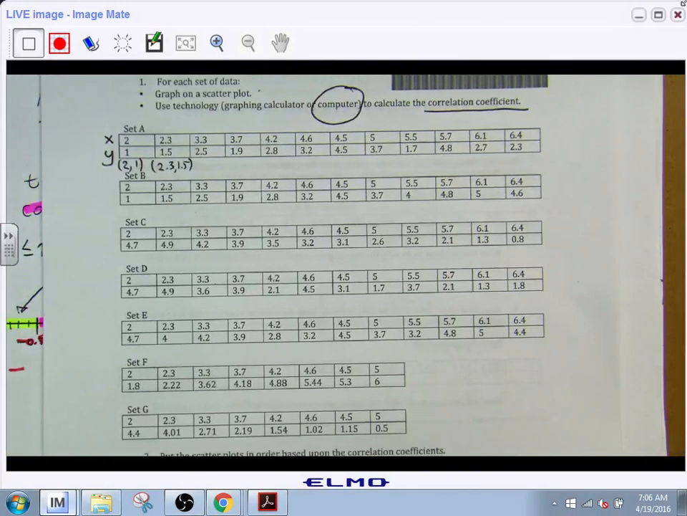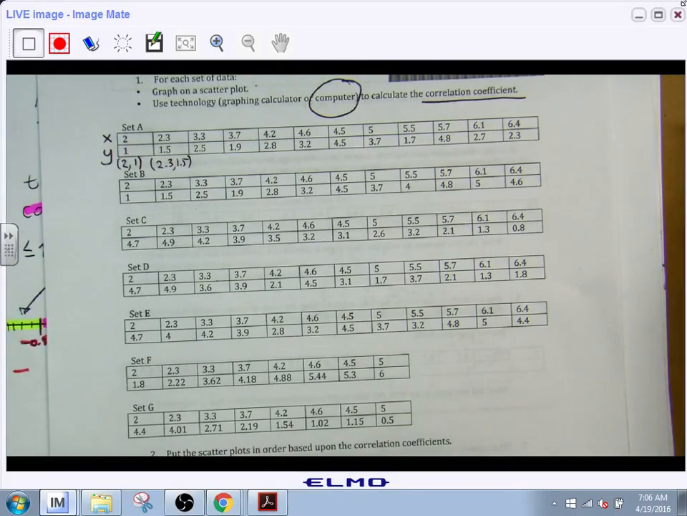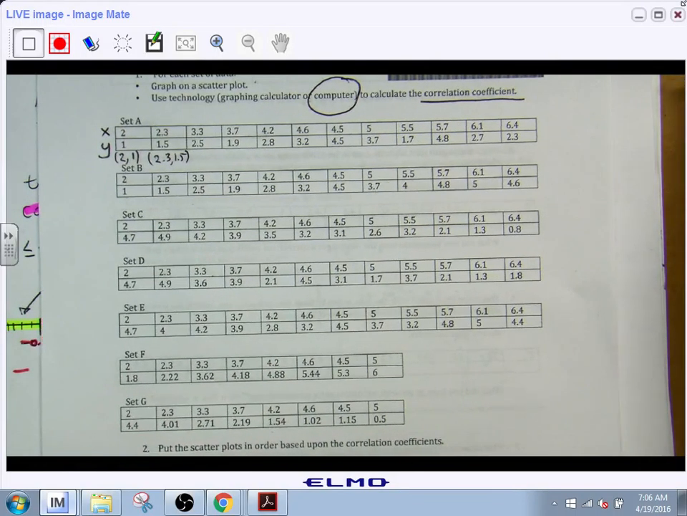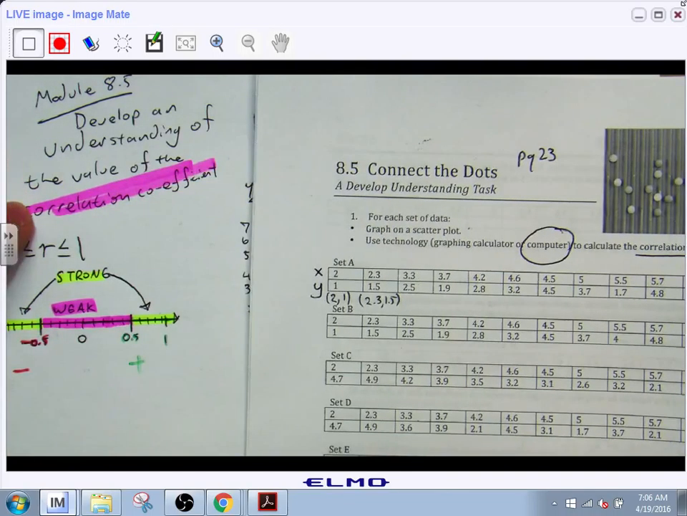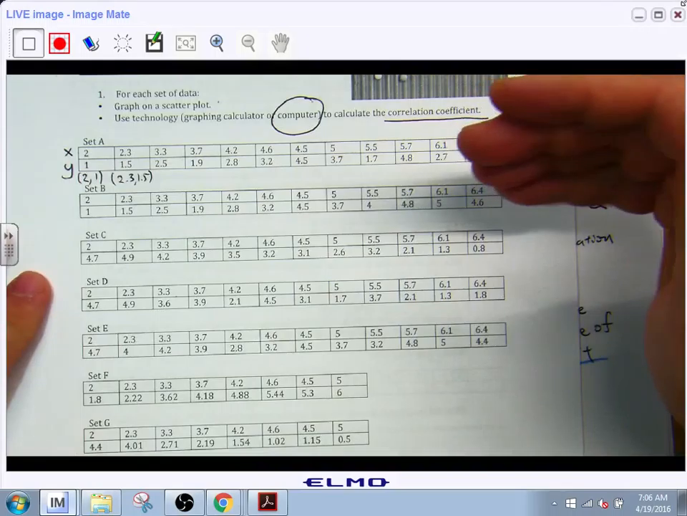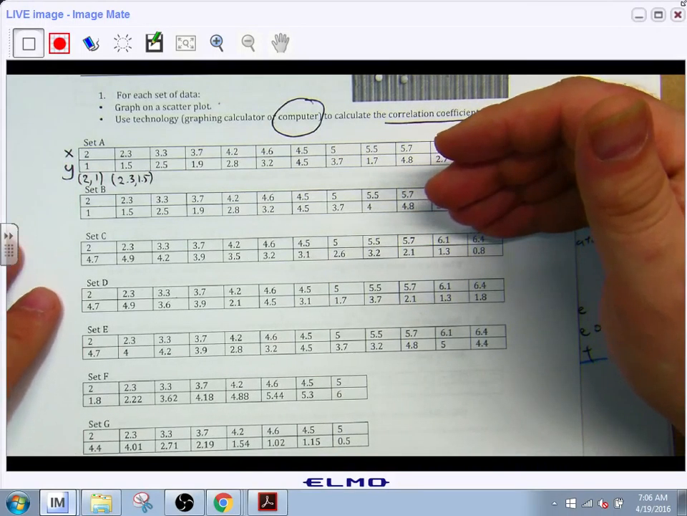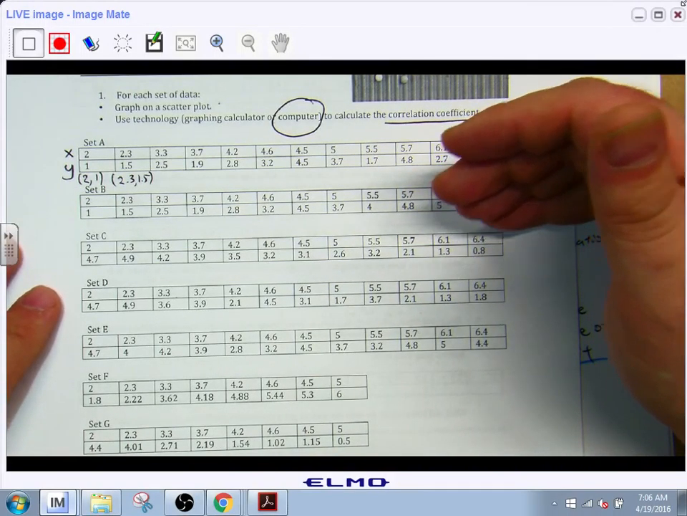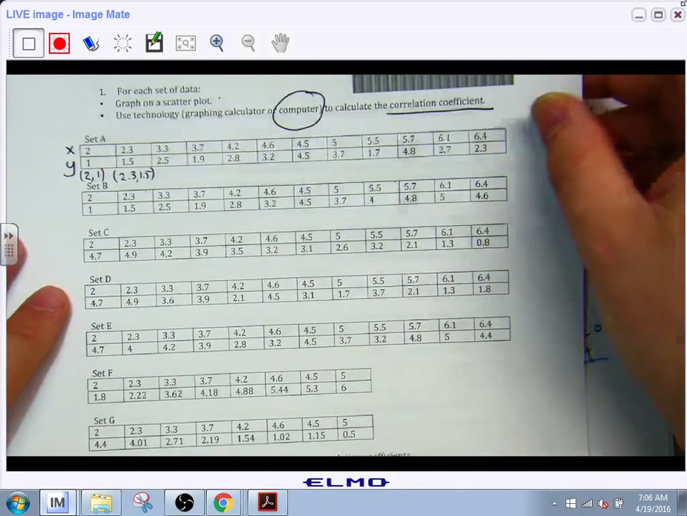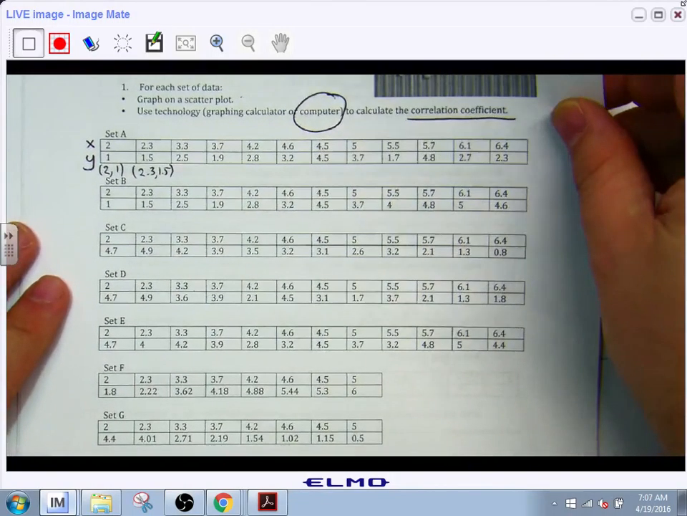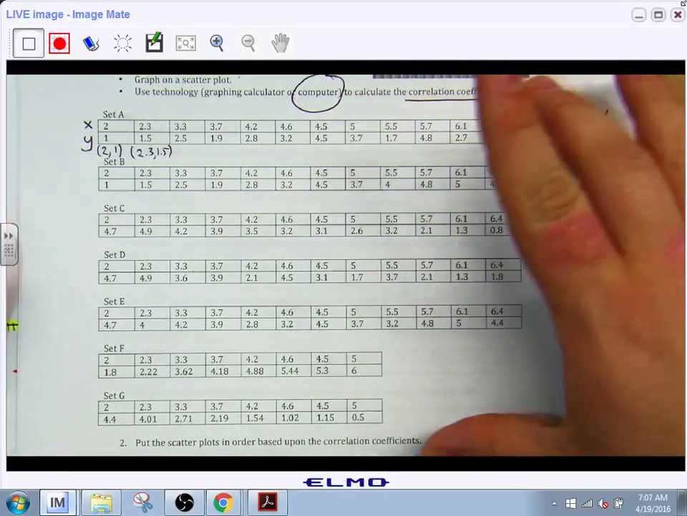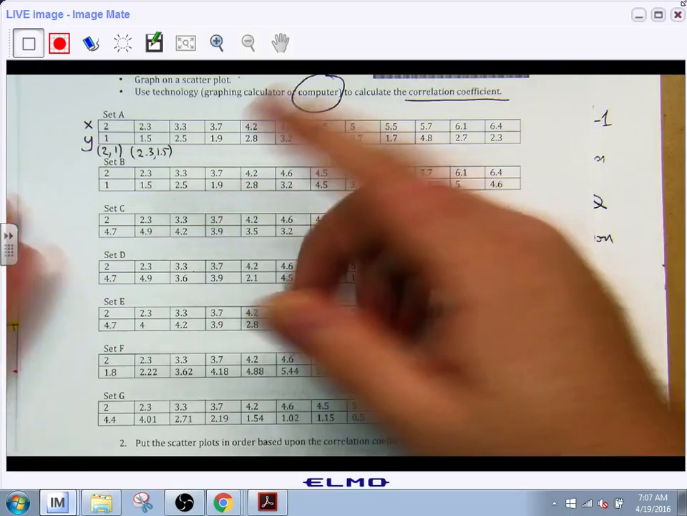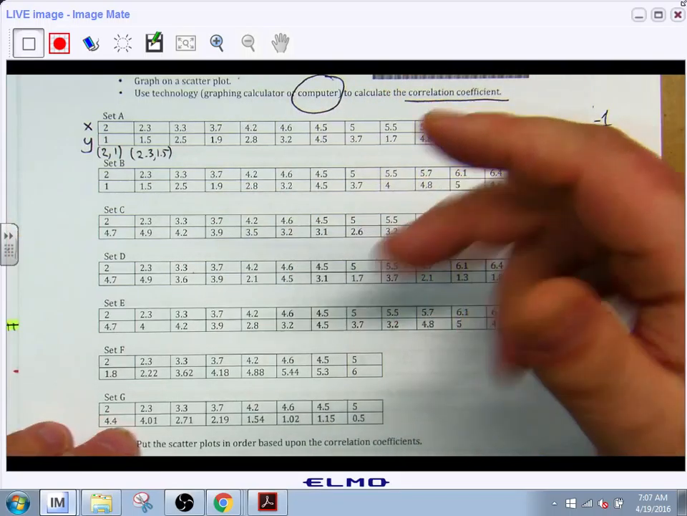But what I really want you guys to be able to do by the time we're done here today is exactly this: develop an understanding of the value of correlation coefficients. Some of these are going to be positive. Some might be negative. And I want you to be able to see what kind of patterns of scatter plots are going to cause them to be positive and negative. So you have to do a few graphs, 1, 2, 3, 4, 5, 6, 7, to develop those patterns.